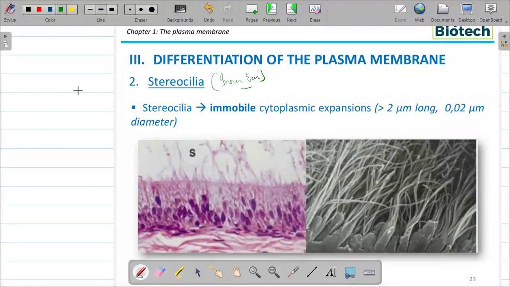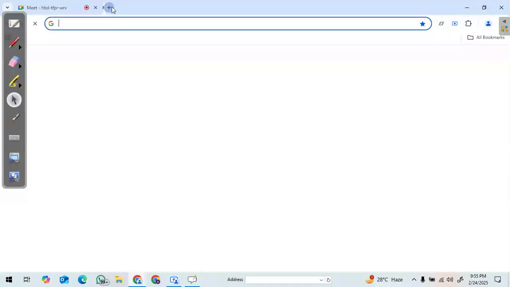What is this cilia? This is actually a membrane. On top, there is a membrane called the tectorial membrane. And here we have some fine thread-like structures, which are called hair cells. Wait, I'll download one diagram from the net to understand this.